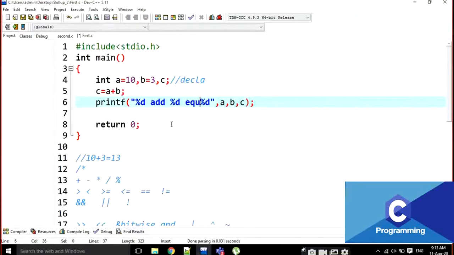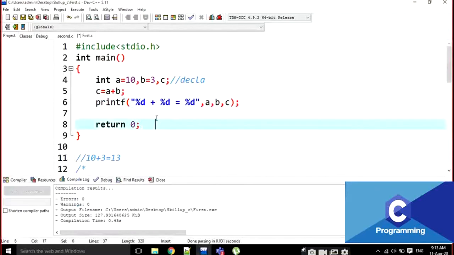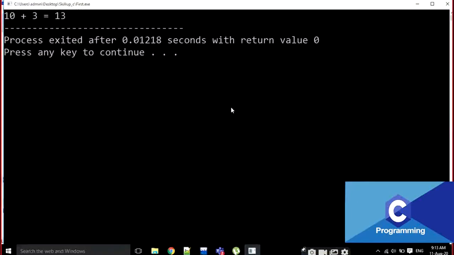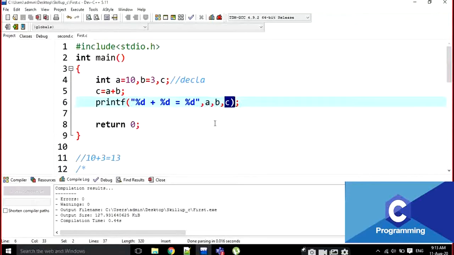We can add any value here, not just equal to or anything. In what fashion do I want it here? Like this, I am going to display the content here. The first %d refers to the first variable. Second %d is equal to the second variable. Third %d is equal to the third variable. If I execute it, it is going to print 10 plus 3 is equal to 13 in a neat fashion. That's it. In this way, the addition operation is going to work.